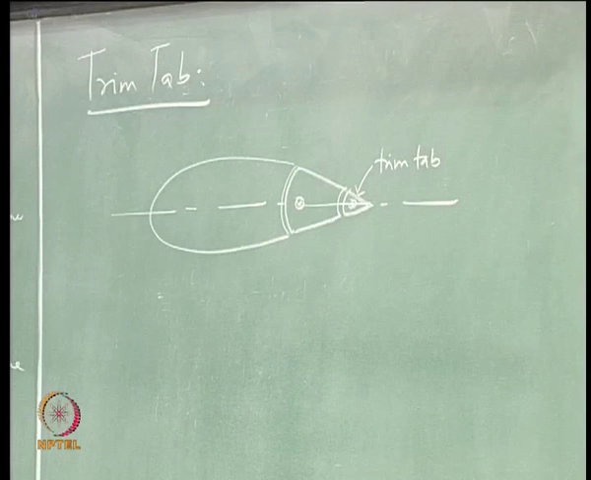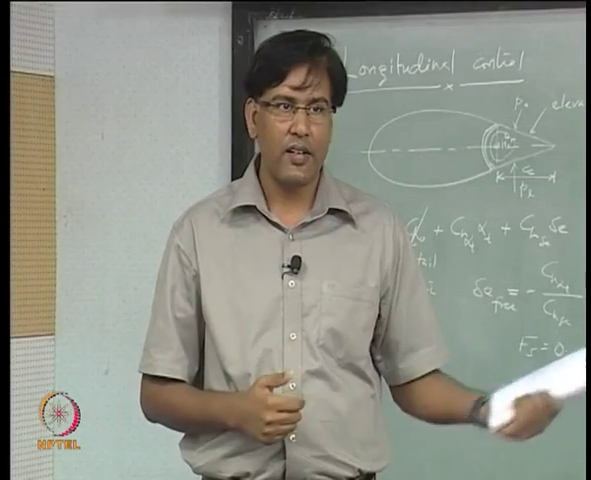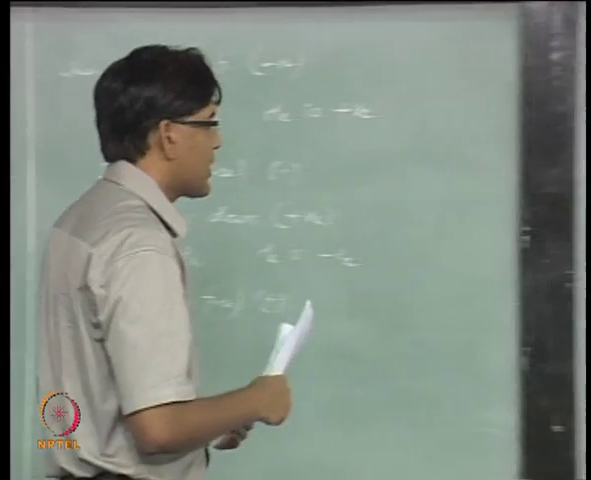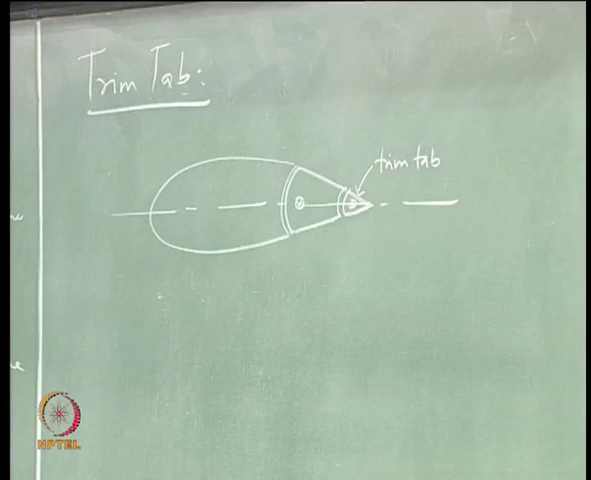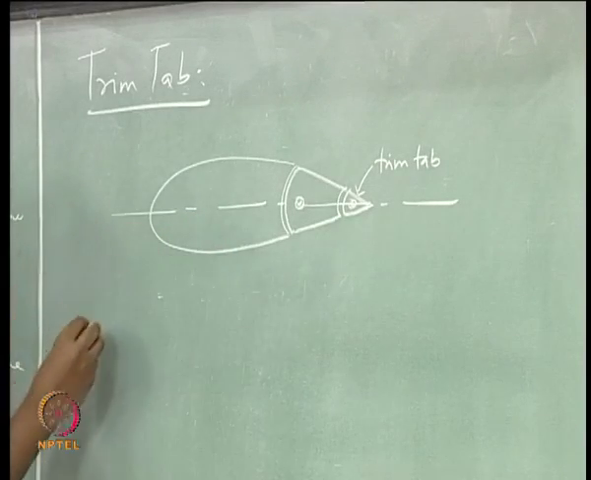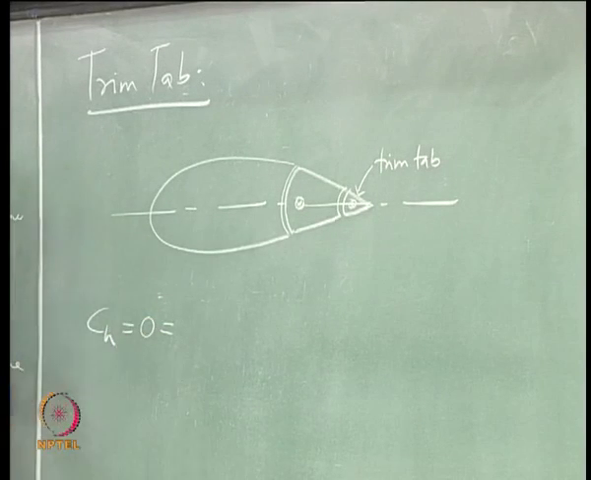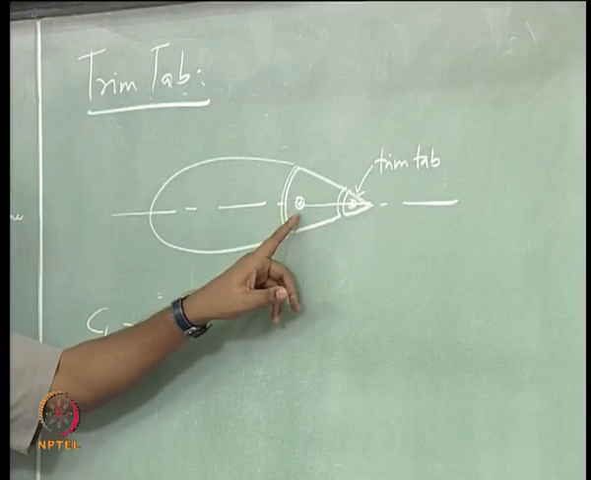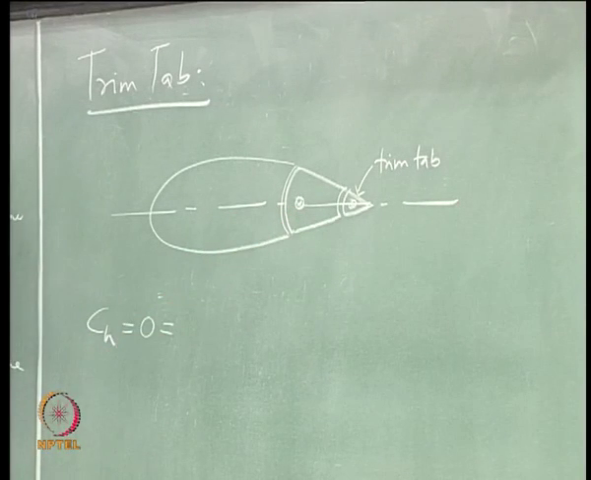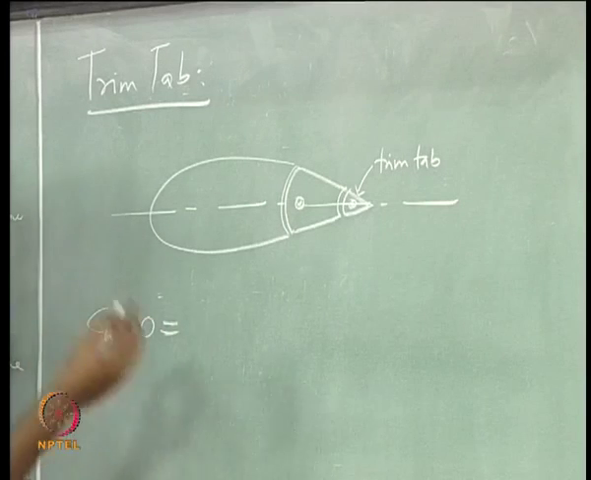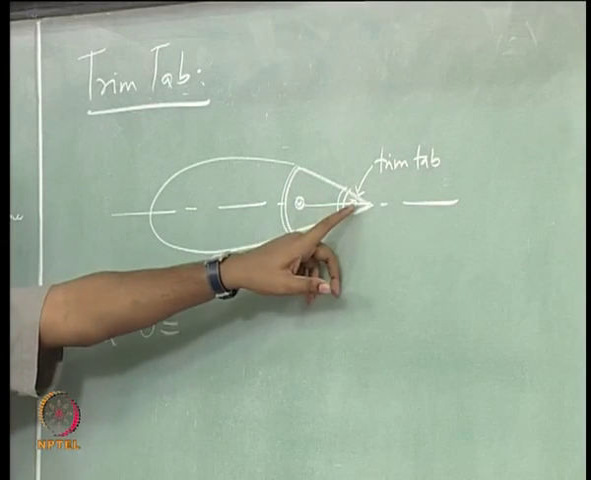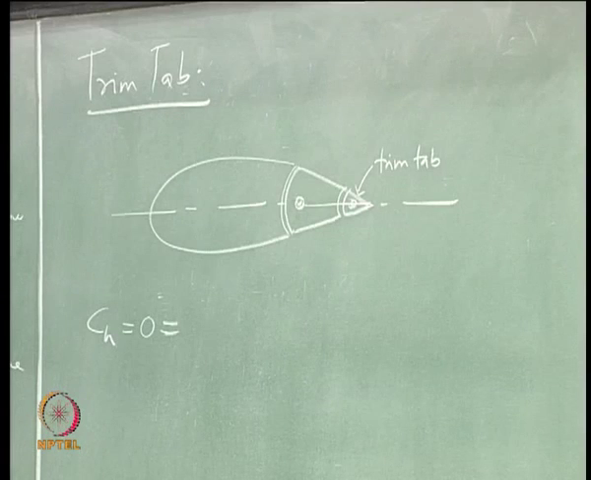What do you do? What is our idea? We want to cancel this hinge moment, isn't it? So now if I want to include this trim tab to make this hinge moment zero, which is about this hinge line, and it's free to rotate, so the moment about this point is already zero, right? Look at what is happening.